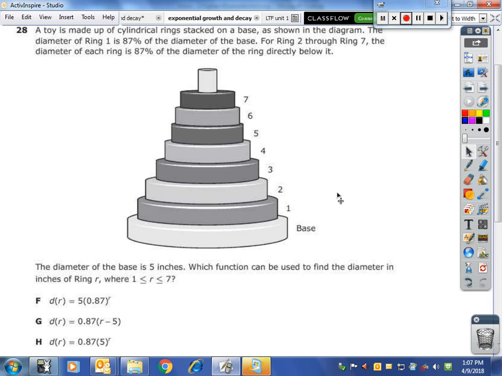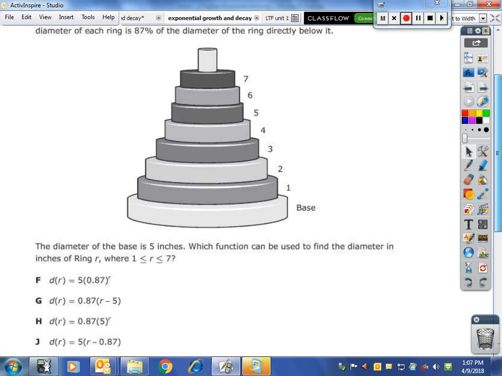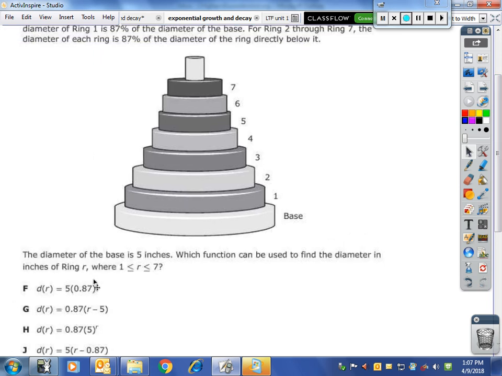Okay, don't worry about what you put in the past. Let's look at it and see if you can figure out the answer now. Think about the initial amount, how much it's changing by, and then look at your answer choices. Which one do you think it would be? It's F.